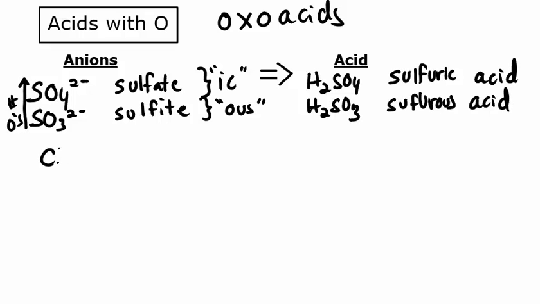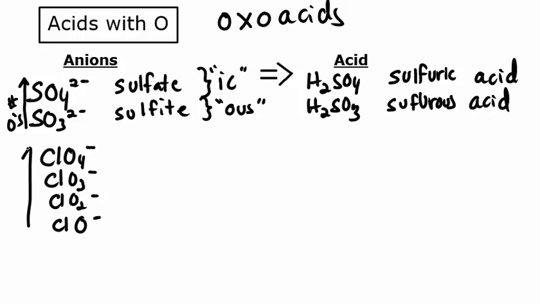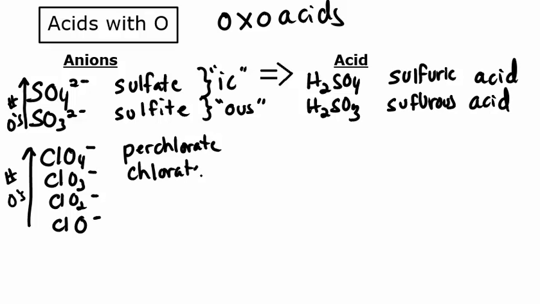Now let's look at some examples where there are more than 2 in the sequence. Let's look at ClO4-, ClO3-, ClO2-, and ClO-. Okay, this sequence has 4 in its series of the number of O's. Okay, what are the names for these anions? This one is perchlorate. This one is chlorate.